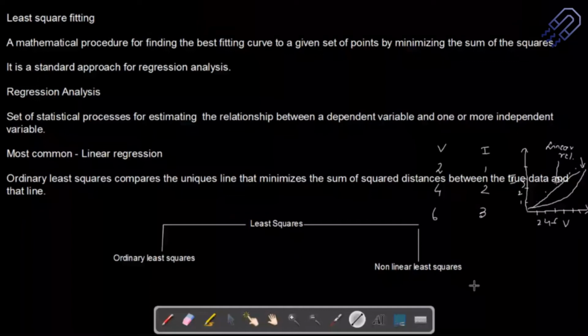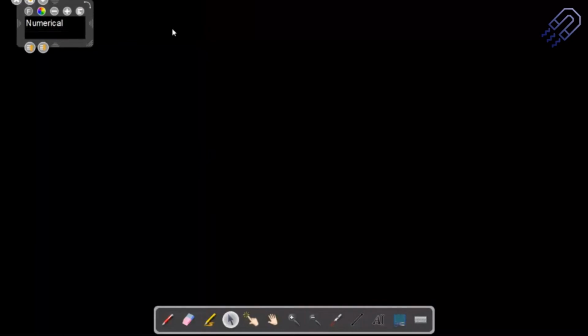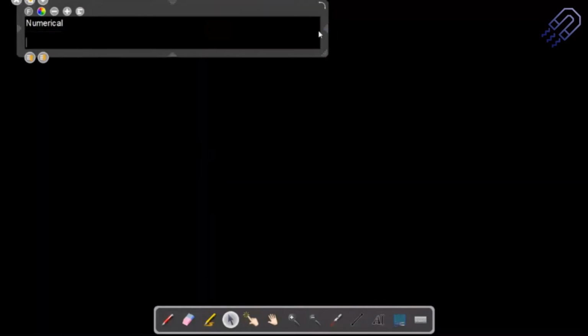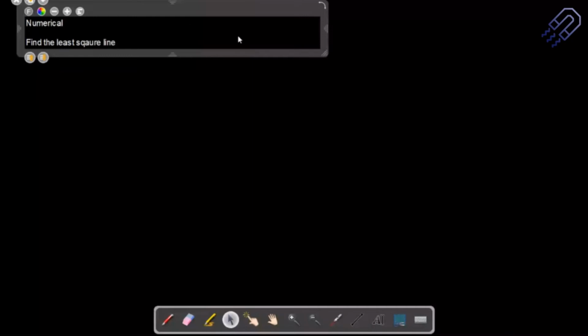Having talked so much about least square, I think one numerical problem is mandatory. So let's do a problem here. I'll just take one problem, and then this concept should be more or less clear from this particular problem. The question is: find the least square line for the following data and trend values.